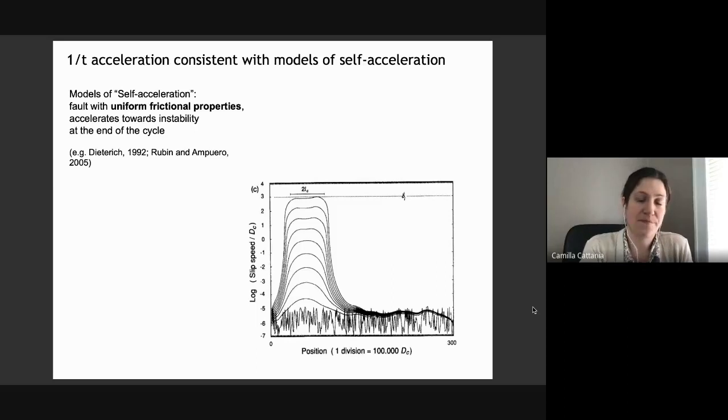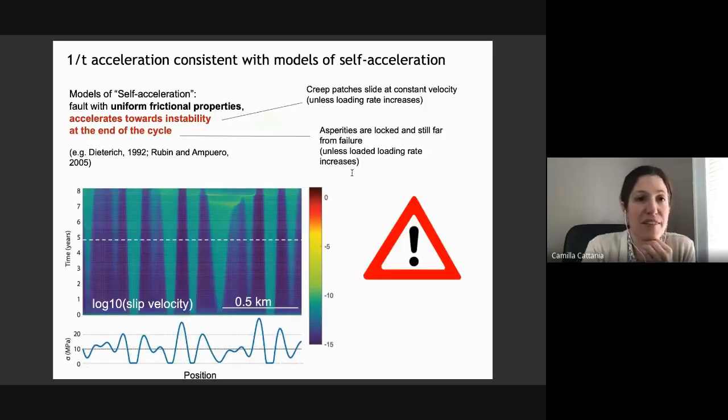But if you think about it a bit more carefully, you realize that the conditions for the self acceleration aren't really present on our fault. All these models were developed for uniform frictional properties, and they predict an acceleration towards instability at the end of the cycle. On a rough fault, we have these creeping patches where, as I told you, the nucleation length is really large. So we expect these to be conditionally stable. They should not accelerate if the loading rate is constant.